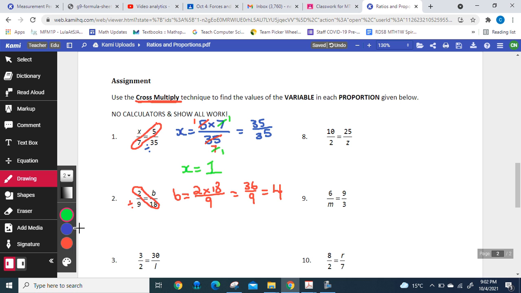We can also cancel. Let's see, 2 does not go into 9. Oh, but 9 goes into 18 twice. That leaves us with b is equal to 2 times 2 divided by 1, which is just 4. So either way works. We just want to make sure we're always in lowest terms.